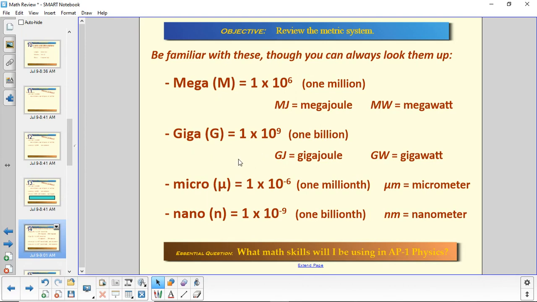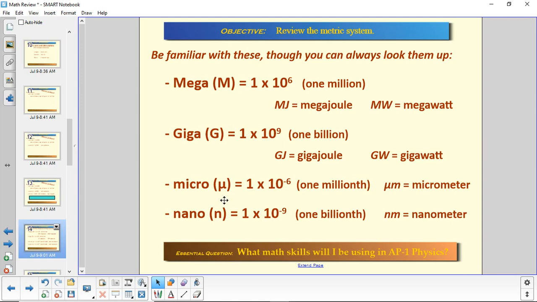Going the other way, below 1, micro is one millionth, and nano is one billionth, or 1 times 10 to the minus sixth for micro, and 1 times 10 to the minus ninth for nano. Notice that they are lowercase. Nano is with a small n because it's less than 1. Giga is bigger than 1, so it's a capital. That's another way to kind of tip you off whether we're talking about something that's huge or tiny.